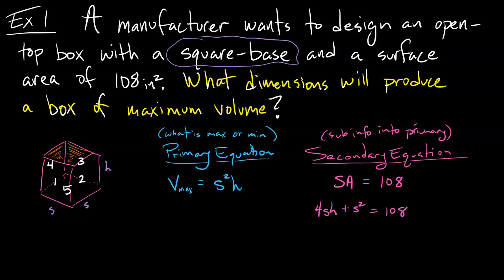Now, once you get your secondary equation, it is completely up to you how you want to substitute it. You basically can solve for S or H. It usually doesn't matter. This is the surface area of an open top box with a square base. So that's surface area of this picture. Yep. If you want to set it up more generic, you certainly could.